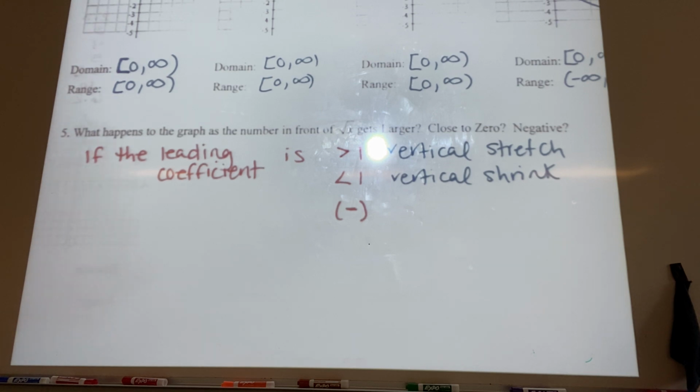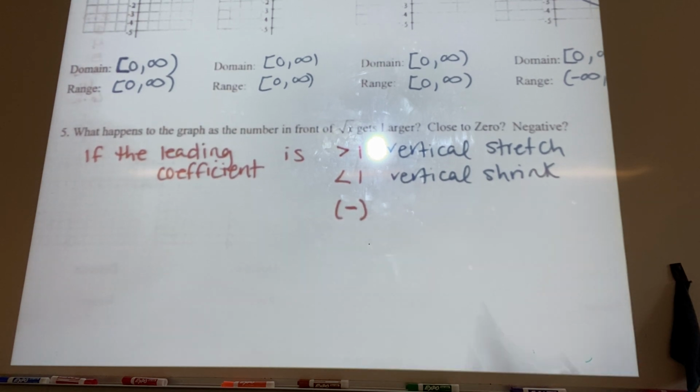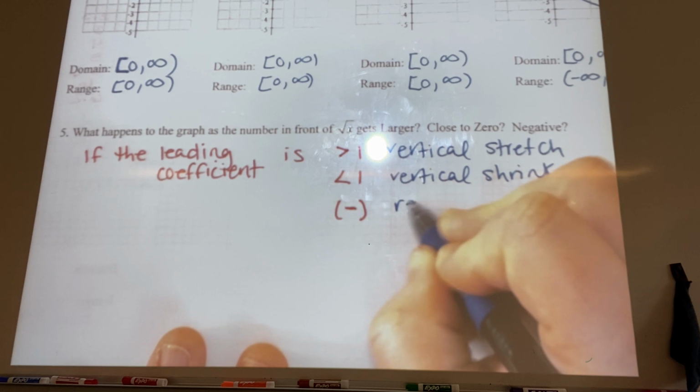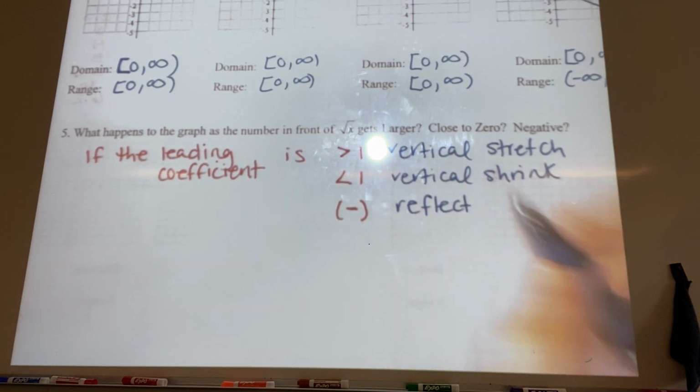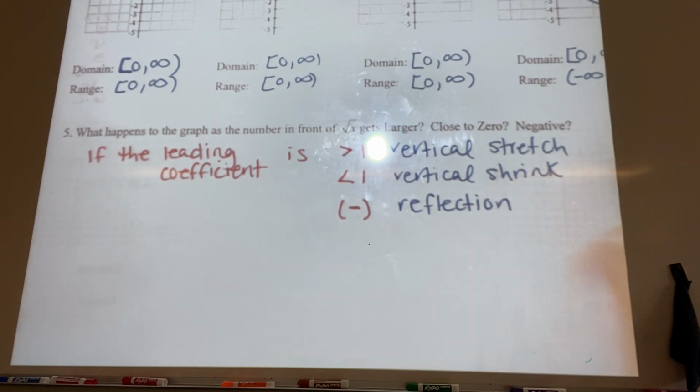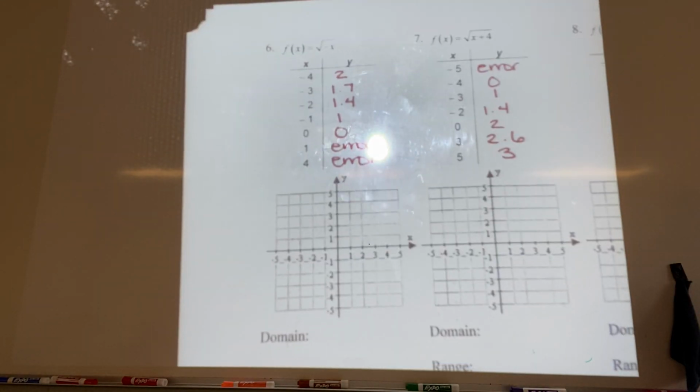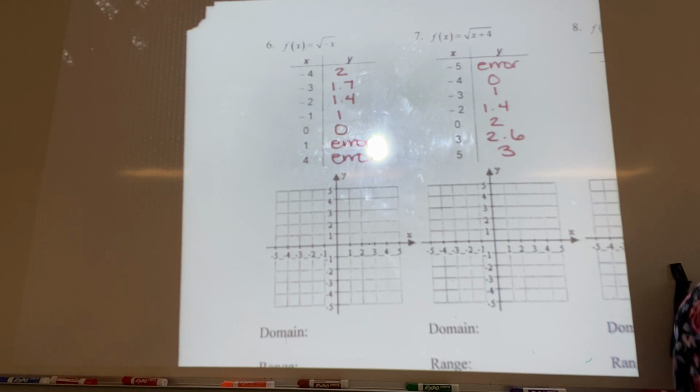All right? So, but if you do have a negative, remember that negative has nothing to do with shrink or stretch. It only has to do with a reflection. All right? So those are some key characteristics to those graphs that you need to be familiar with. All right, so if we look at the next page, there's some graphs that have some different numbers, and these are helpful because it does help you see what happens.